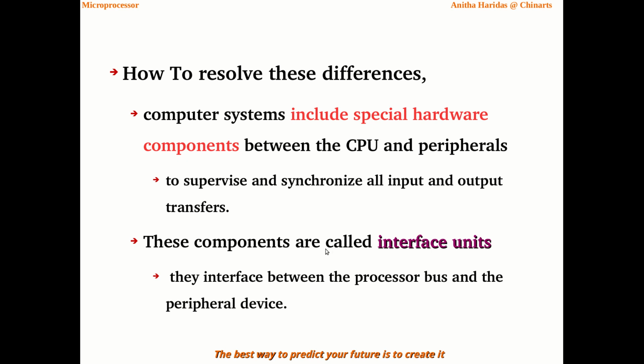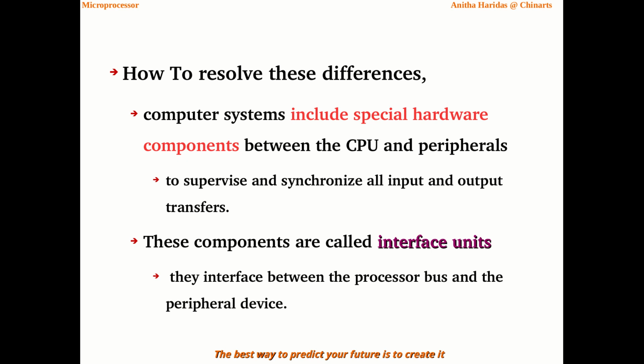So these components are the ones which you call the interface unit. This is the one which will interface between the processor bus and the peripheral device. So this is what you have to understand. These slides explain why I have to learn different controllers or microcontrollers which play the role of input-output interface. Whenever you have a microprocessor, something like your 8085 and 8086, if this processor wants to communicate with any kind of peripheral devices, it needs an interface between them.